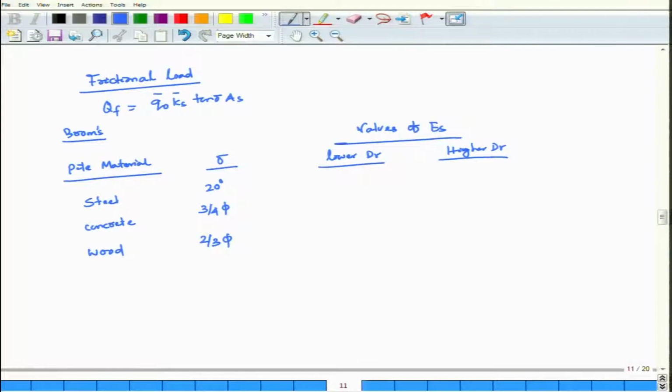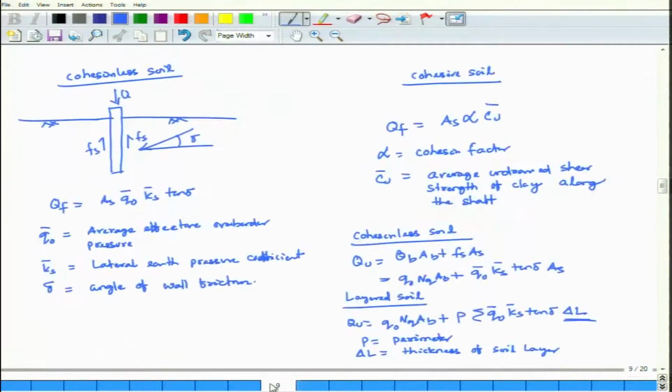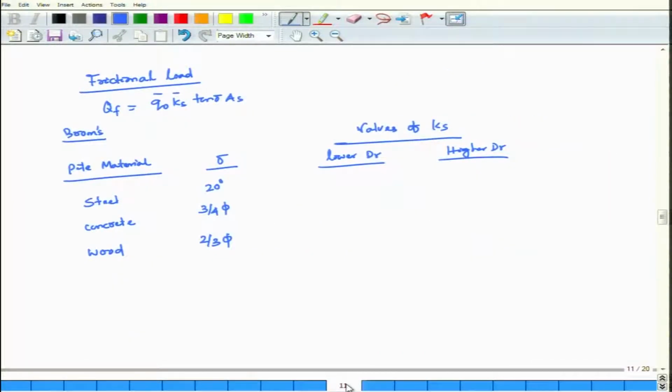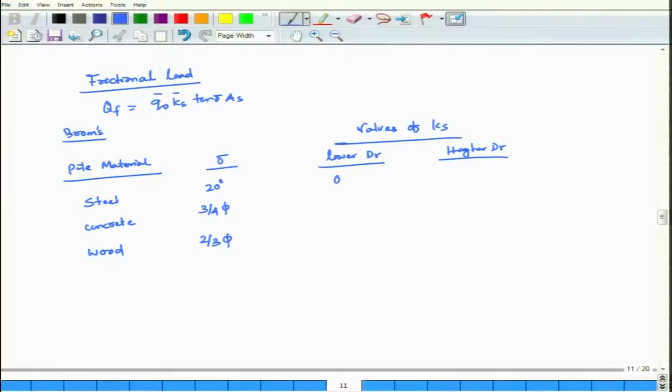Then for lower Dr, values of Ks. The Ks value is the lateral earth pressure coefficient, and Broms has given the value of Ks. Lower Dr means loose or medium dense conditions, higher Dr means dense conditions. So, this will be 0.5 and this will be 1.0, then this will be 1.5 and this will be 1.0, 2.0 and this will be 4.0.